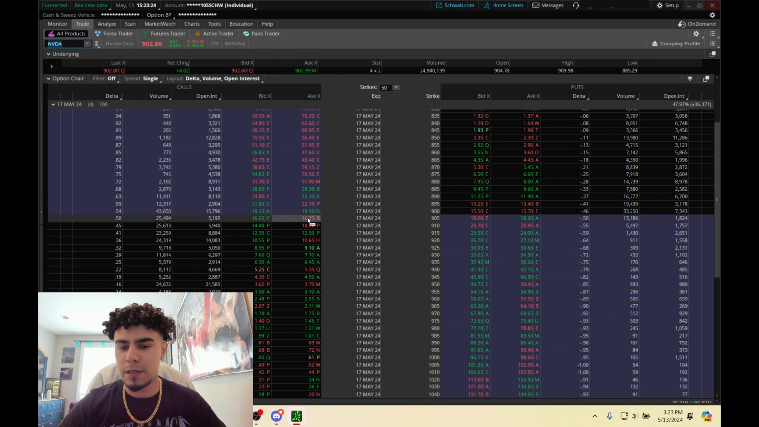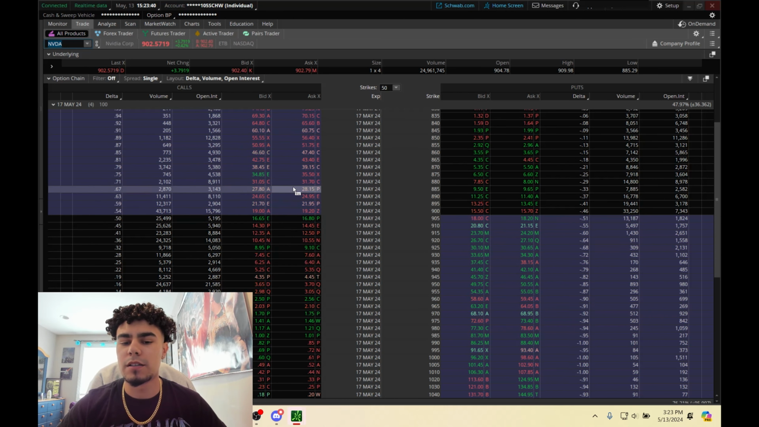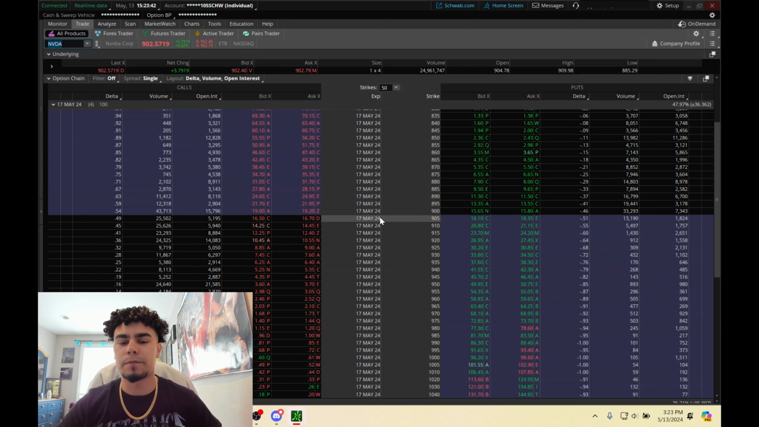So with that being said, if these contracts cost $3,000 and you're used to catching a 10% move with a $2 move in the stock, then you might only get a 5% move, or maybe even less than that, because these contracts just cost way more.